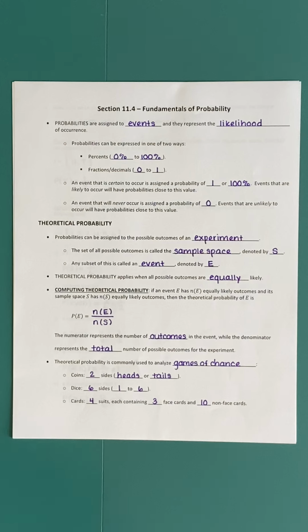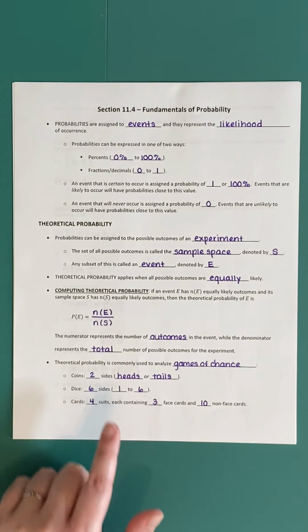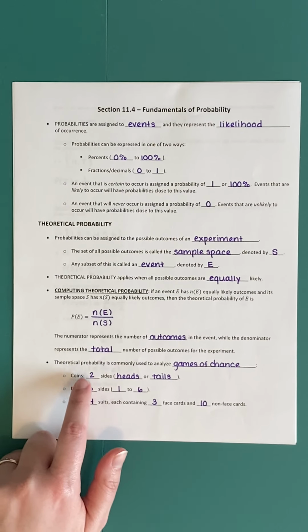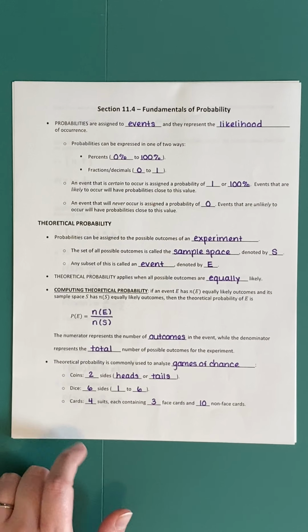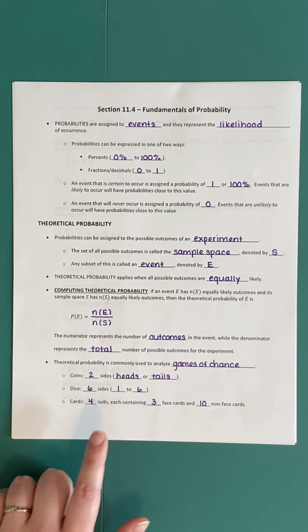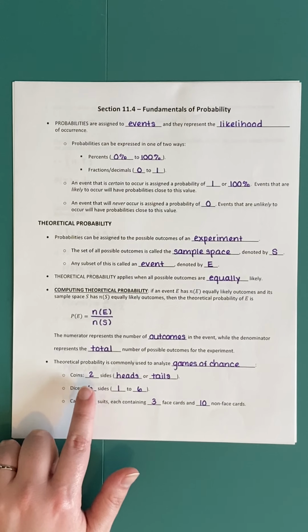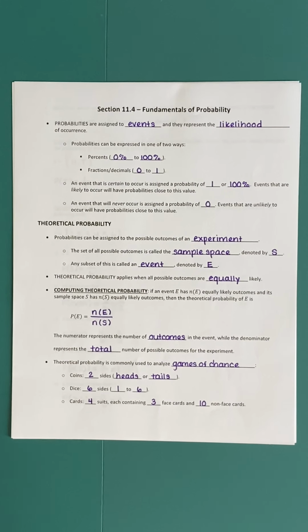So theoretical probability is commonly used to analyze games of chance because in situations like this, in general, every outcome is equally likely, and we can determine all the possible outcomes. We can determine how likely one is from the other because we have designed a game and we know a lot about the design. We know all the different possibilities. So for instance, coins, we have two sides, heads or tails. Those are the different outcomes, the two sides we have from flipping a coin. Dice, each die has 6 sides, labeled 1 to 6. So there's 6 outcomes if we roll a single die.